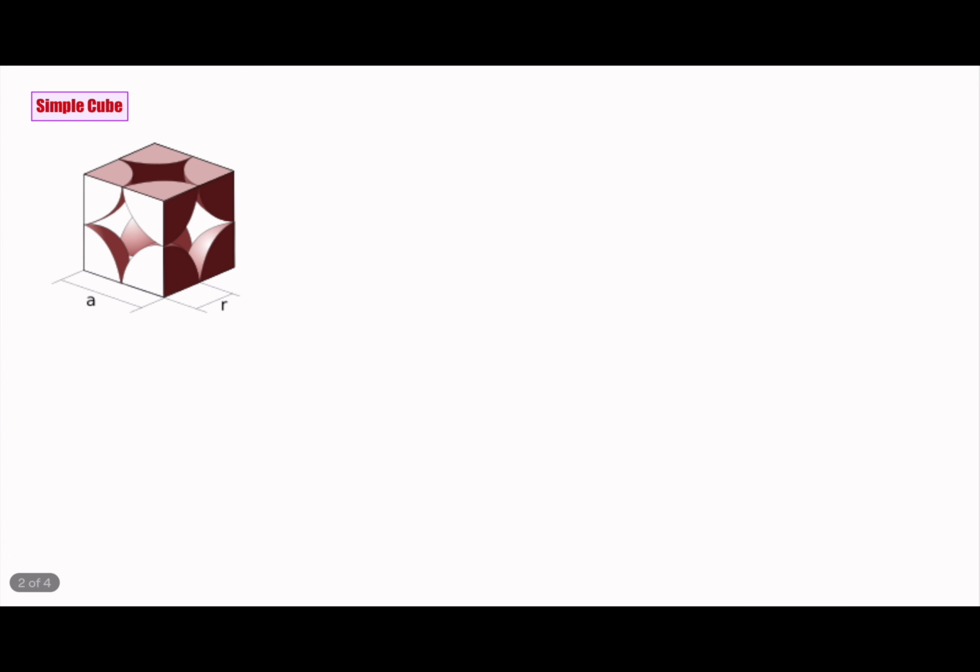So the first atomic packing factor that we will calculate is for the simple cube. To start off, the first thing you have to do is write down the atomic packing factor equation, which is the number of atoms times the volume of the atom over the volume of the unit cell.